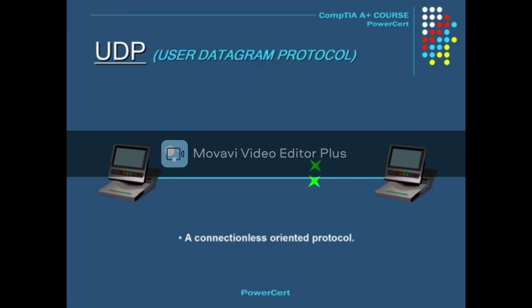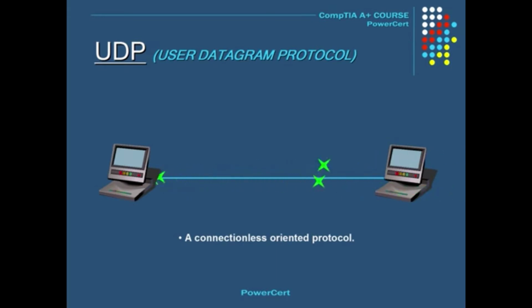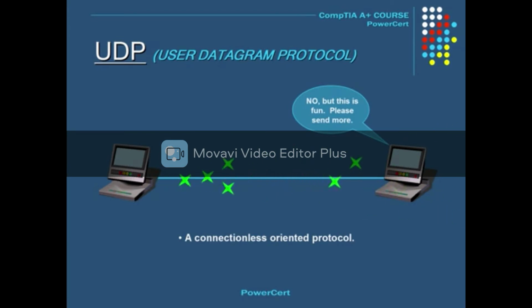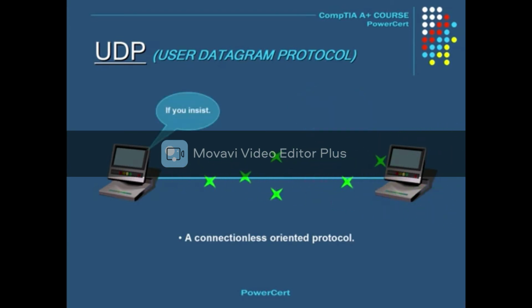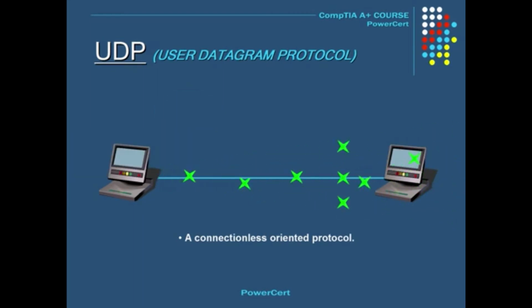So if a computer sends its data, it doesn't really care if the data is received at the other end. That's why UDP is known as the fire and forget protocol, because it sends data and it doesn't really care what happens to it, as this demonstration will show. Another point to remember is that because of the less overhead that's involved of not guaranteeing data delivery, UDP is faster than TCP.